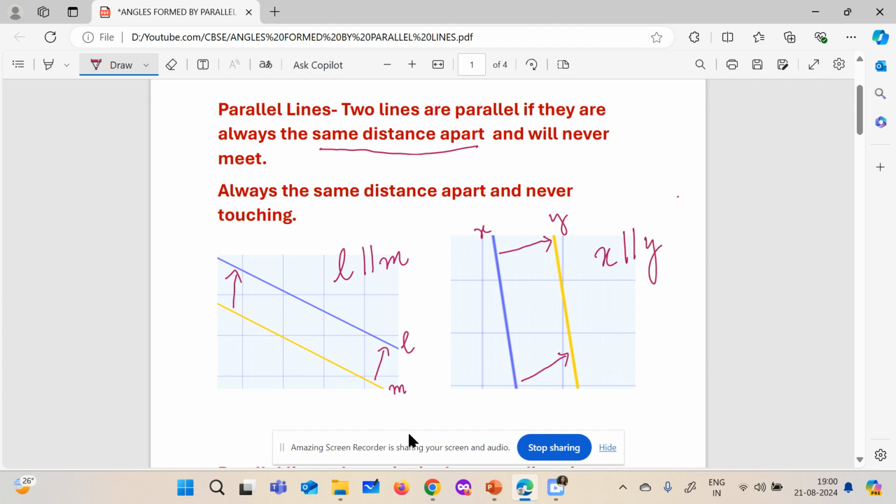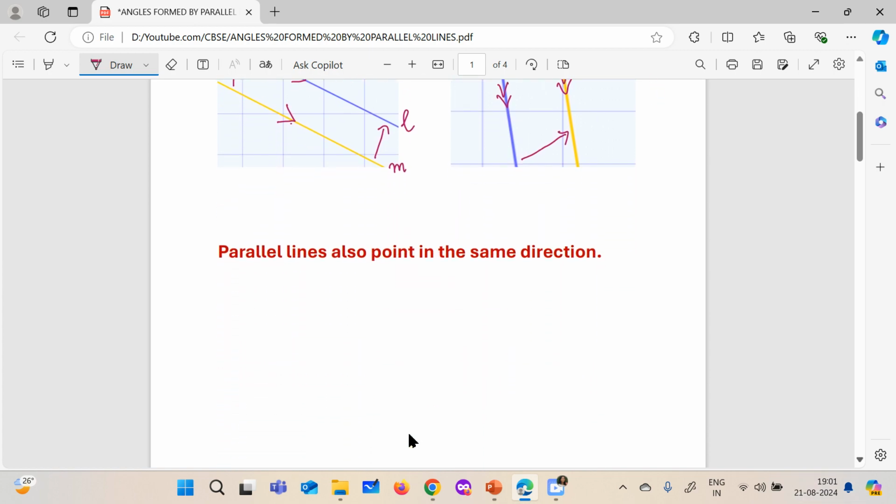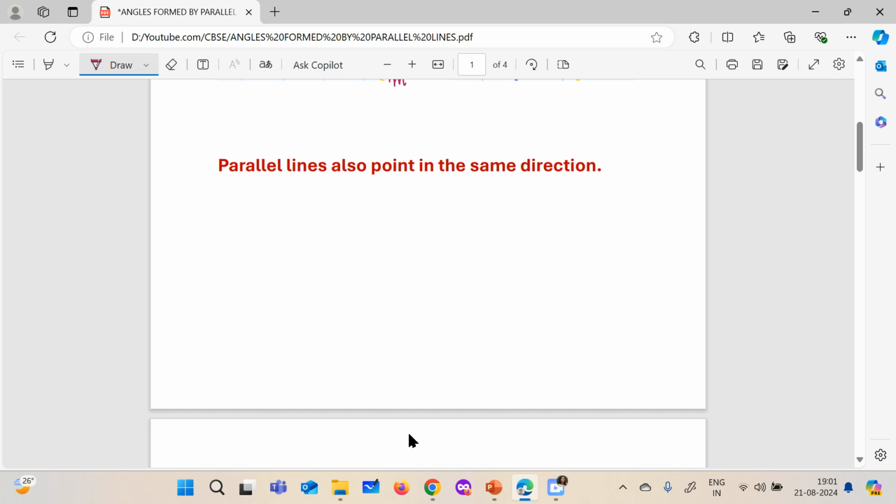One more thing you have to remember: there should be marking on the parallel lines. This is called the marking. If you find this kind of marking on the lines, you must understand that these two are a pair of parallel lines. I can even mark like this. The parallel lines have the same number of markings. I hope this is clear to everyone. Another important thing is parallel lines also point in the same direction.